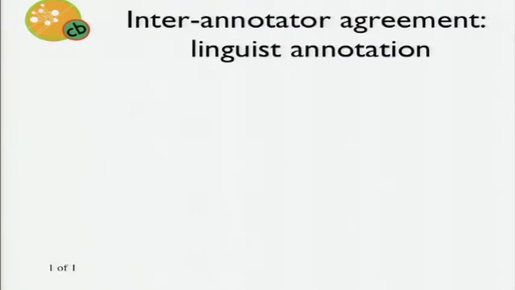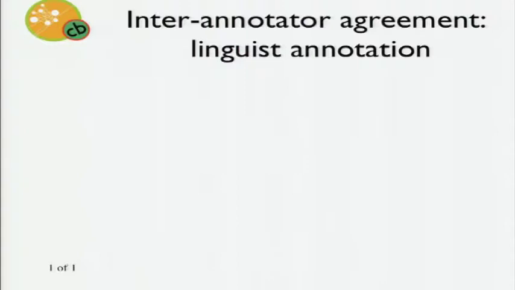So one of the things that we use to judge the quality of any annotation guidelines and of the eventual annotation effort is something called inter-annotator agreement. And this is an idea that ultimately goes back to psychology. And the question is, if you've got some non-observable judgment that you want to make about something, how do you know if you're doing it correctly?